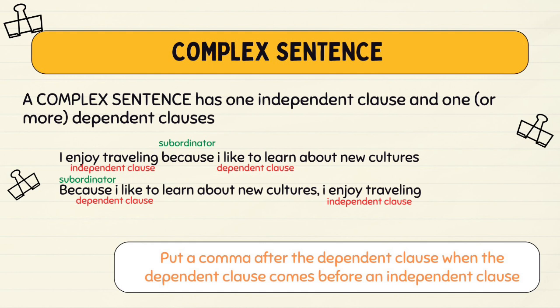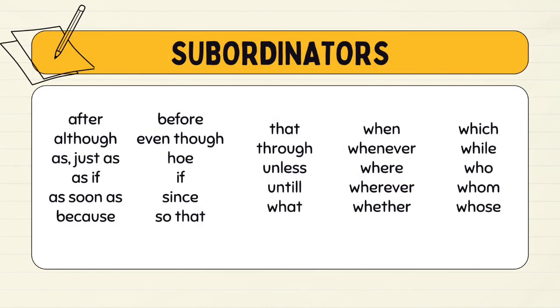The dependent clause can be at the beginning of the sentence. For example, because I like to learn about new cultures, I enjoy traveling. For the punctuation, we should put a comma after the dependent clause when the dependent clause comes before an independent clause. When we make a complex sentence, we should use subordinators.